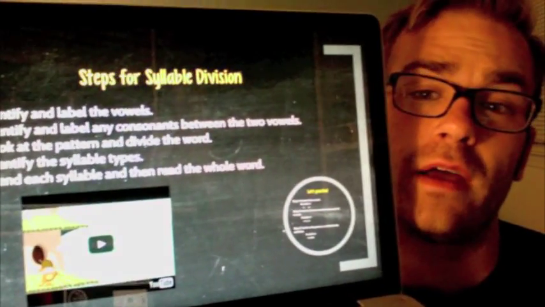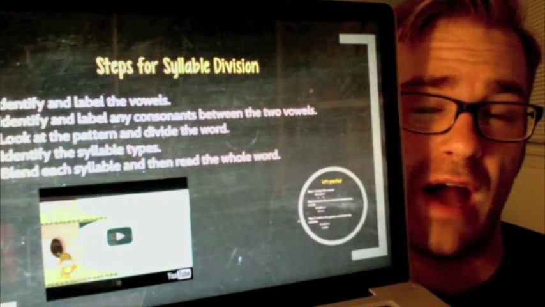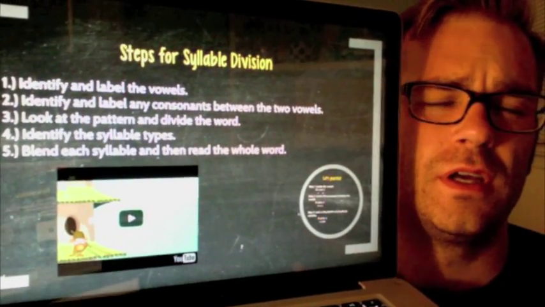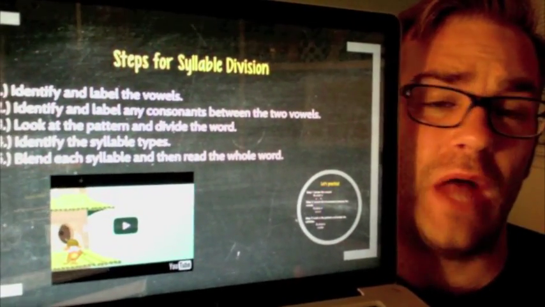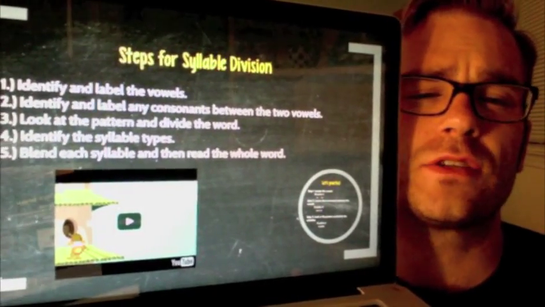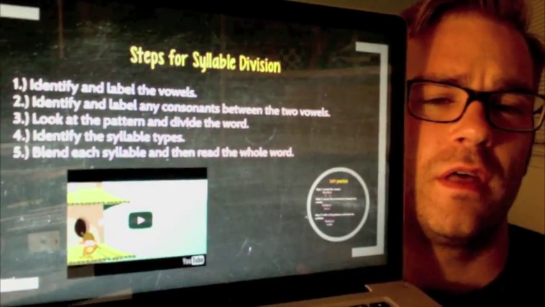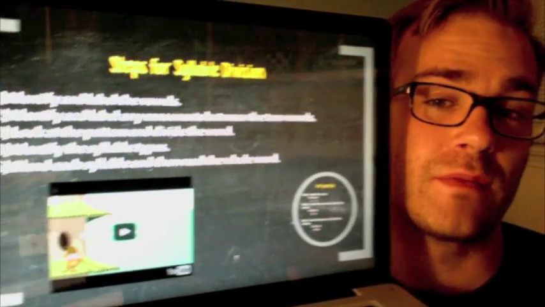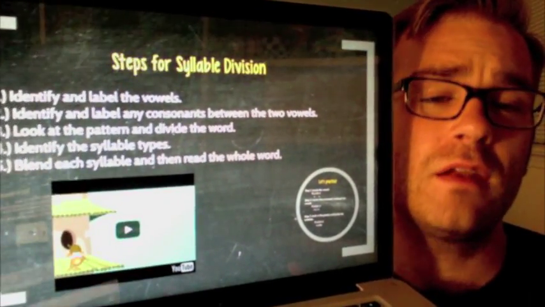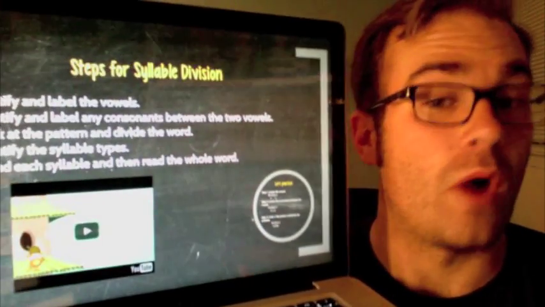First, when you divide a word into syllables, you want to identify and label the vowels. Remember, our vowels are A, E, I, O, and U. Next, you want to identify and label any consonants between the two vowels. Next, you're going to look at the pattern and divide the word by syllable. Then you're going to identify the syllable types. As we've discussed before, there are open and closed syllables. Then you blend each syllable and read the whole word. To help us out, we're going to watch a little video.